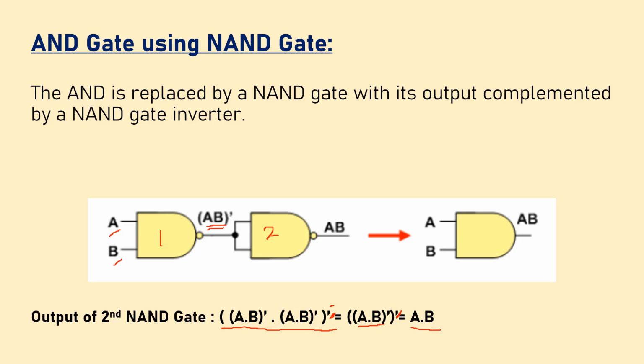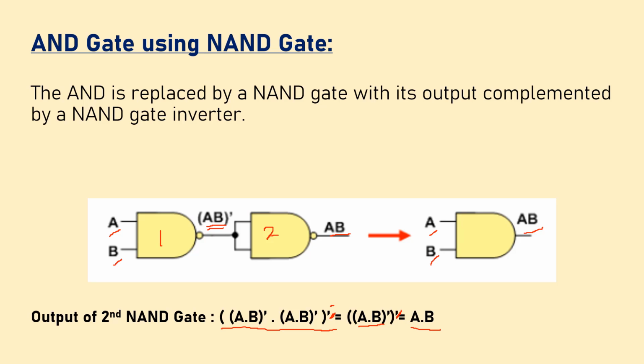This implies the operation of the AND gate, where A and B are given as an input to the AND gate and the outcome is A dot B. Here also A and B are given as an input to the NAND gates, and we get the outcome as A dot B. So this is how we can implement the AND gate using only NAND gates.